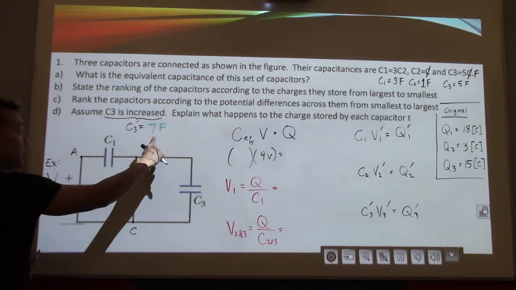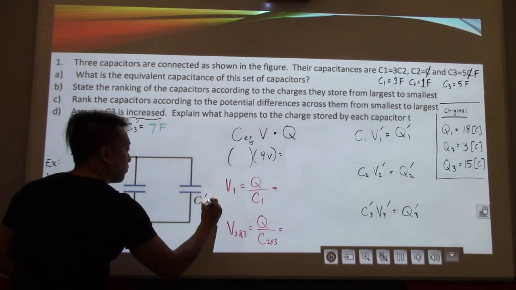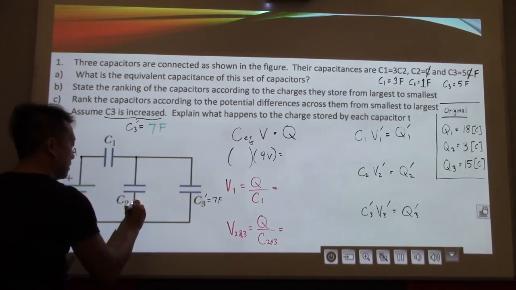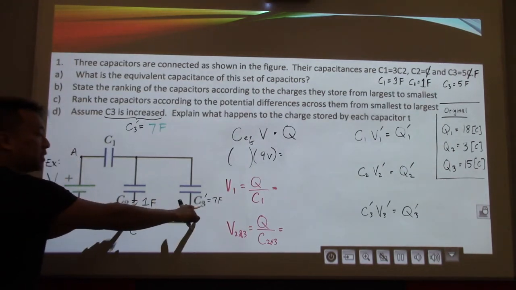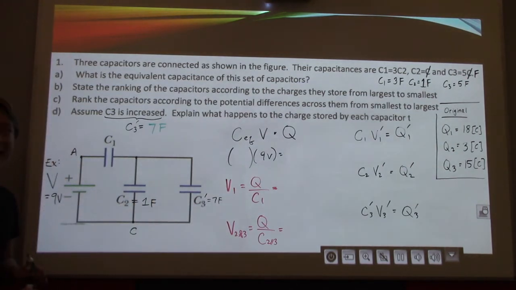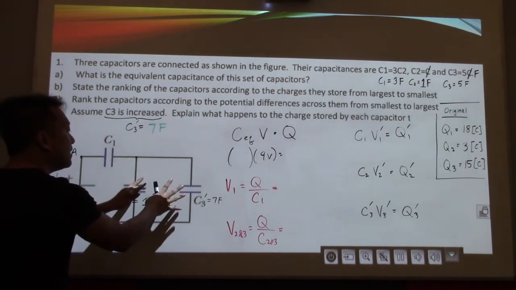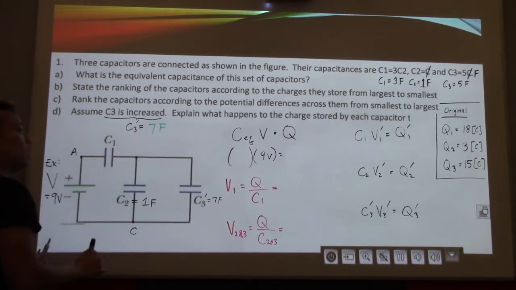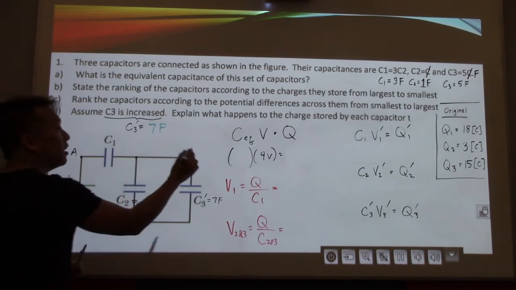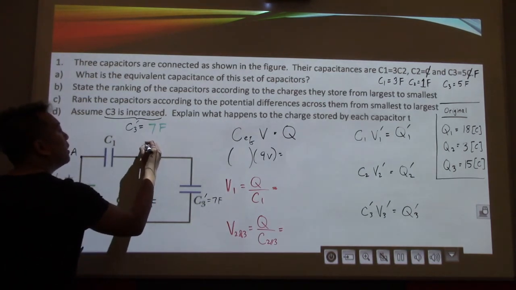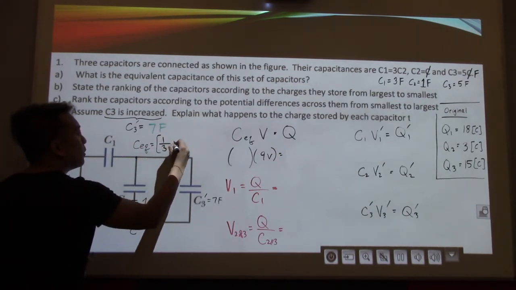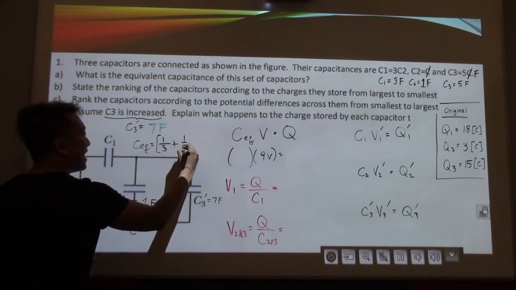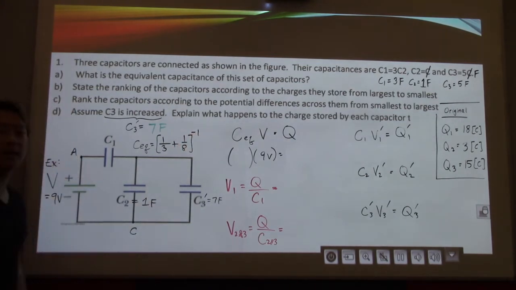So let's say this C prime is 7, and C2 was still 1. They're in parallel, so I add them together, that's 8, right? And then this is in series with the C1. So let me write some space here. CEQ equals 1 over 3 plus 1 over 8, to the negative 1.